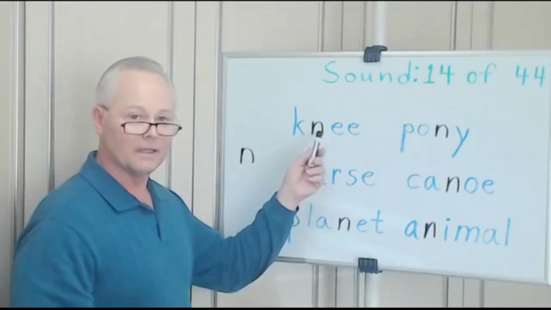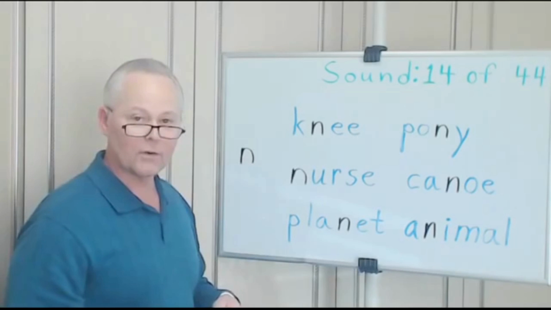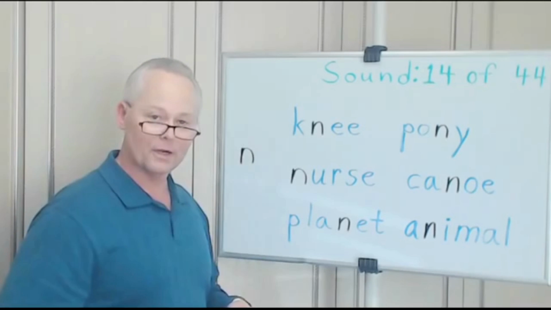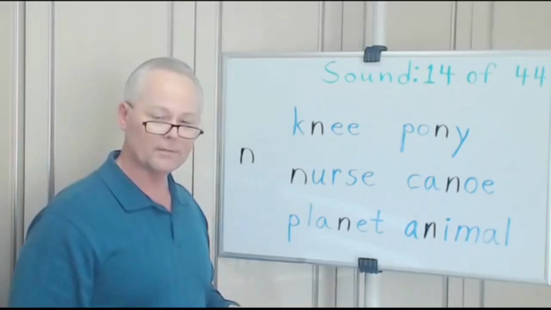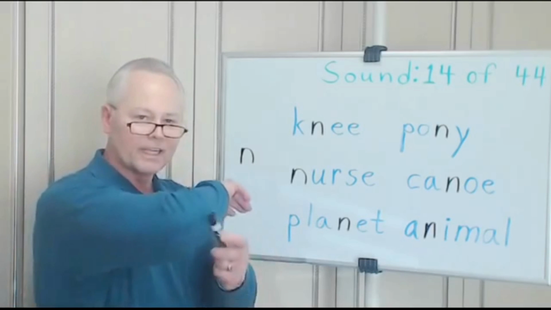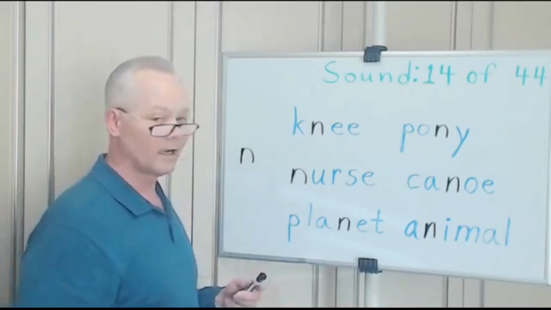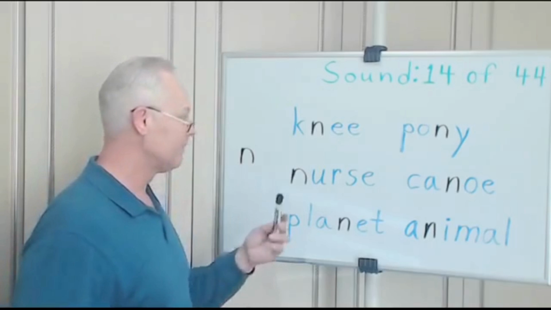What's a knee? Well, that connects the lower part of your leg to your upper part. Remember we talked about a thigh before? Your knee. It's a knee joint. Like an elbow on your arm. A knee is on your leg.